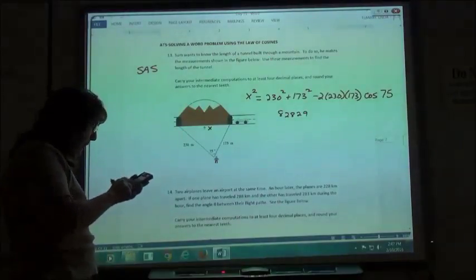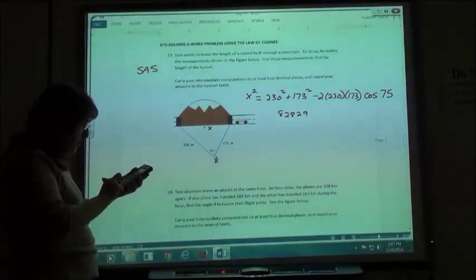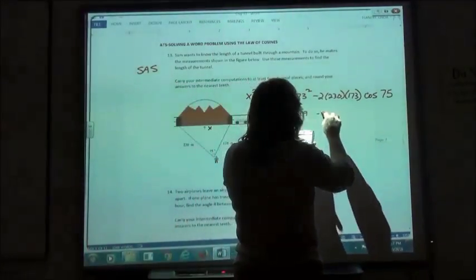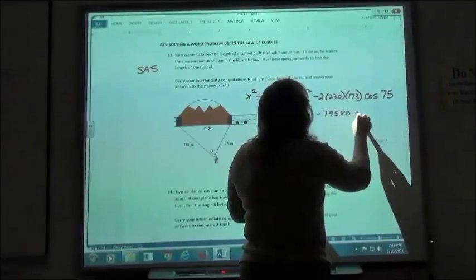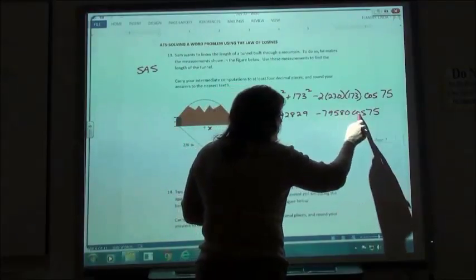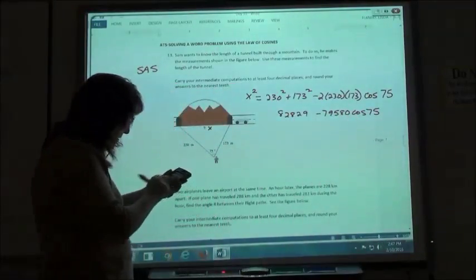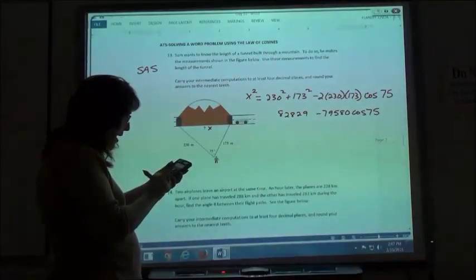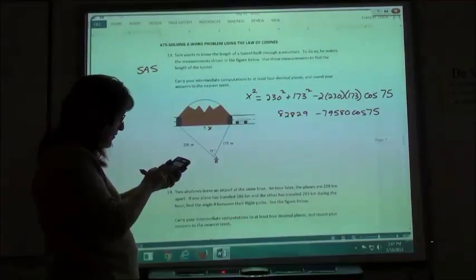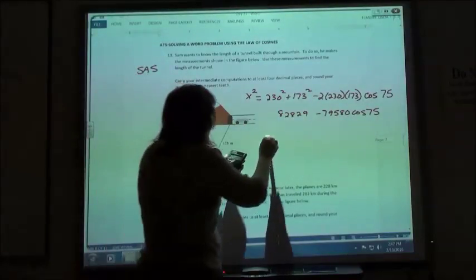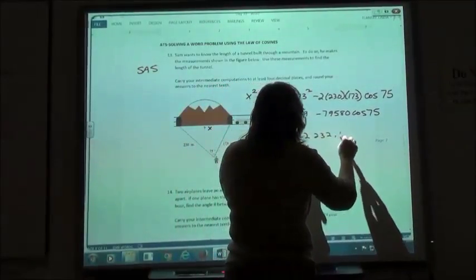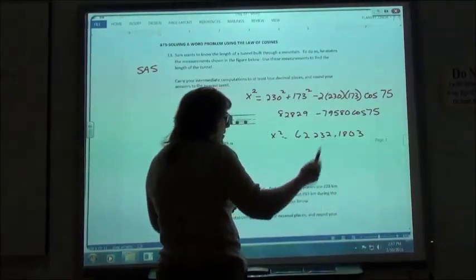82,829 minus 2 times 230 times 173 gives me minus 79,580 cosine of 75. Now here you can't subtract that first because this is times this. So punch it all in at once then. 82,829 minus 79,580 cosine of 75 gives me that x squared is equal to 62,232.1803. Again, there's a 9 on the end.